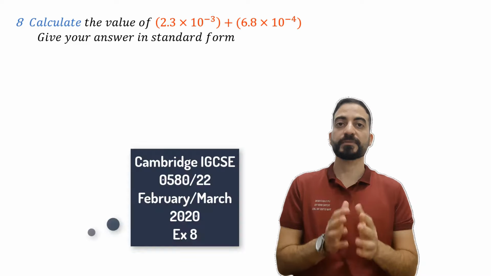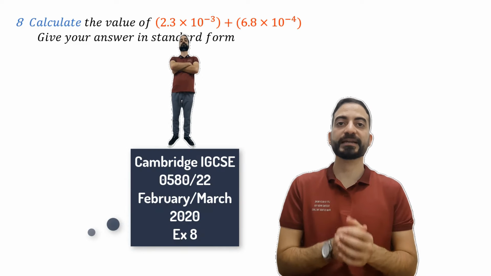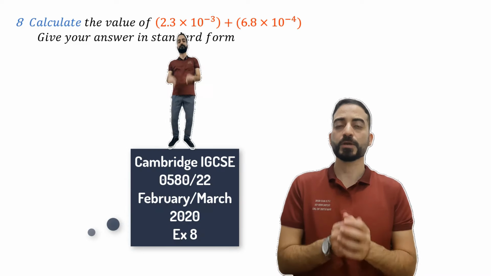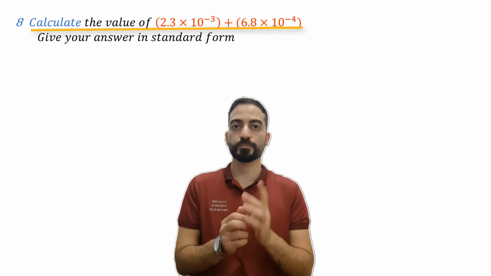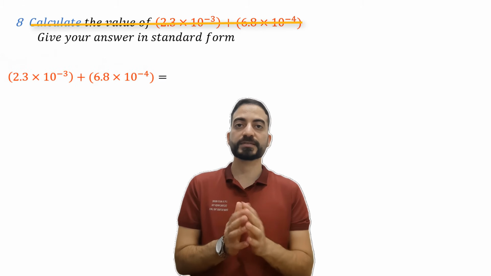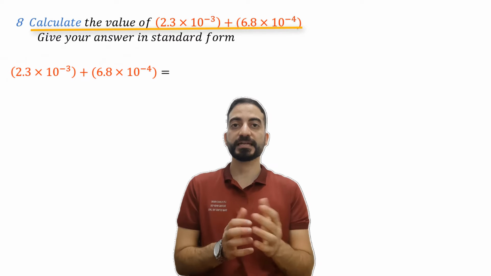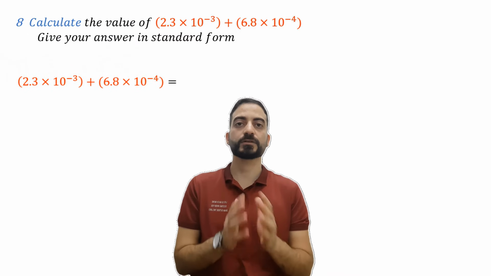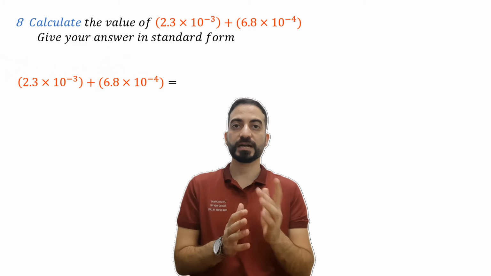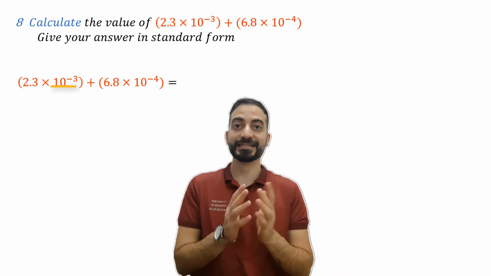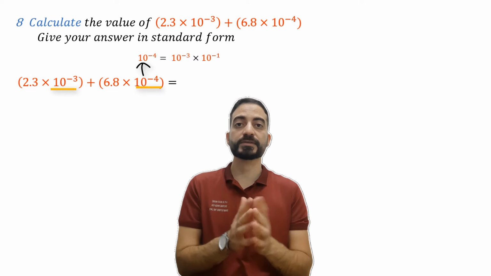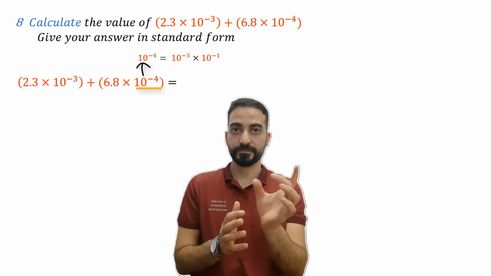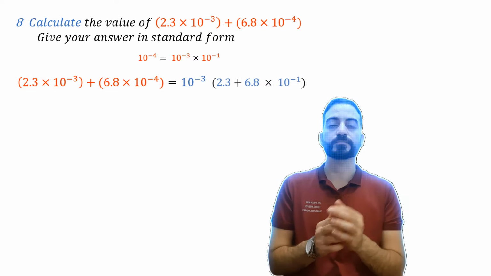Hello everyone, we will start by solving the 8th question of the Cambridge IGCSE 2020 exam. We are asked to calculate the value of 2.3 times 10 power minus 3 plus 6.8 times 10 power minus 4. Give your answer in standard form. As we notice here, we have 10 power minus 3, and here we also have 10 power minus 3. So we can take 10 power minus 3 as a common factor.